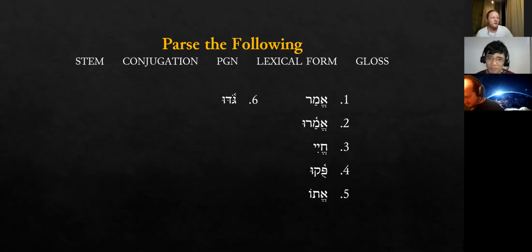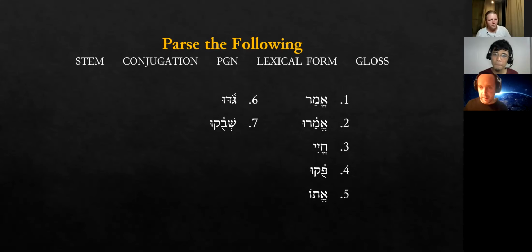Number 6, Godu. Godu is used for cutting down. Plural from gimel dalet dalet, and it means to cut down, like cut down the tree. Number 7. Jonathan. No, Jonathan did it all. Oh, I skipped Hoshea. Sorry. Hoshea, your turn. Okay.